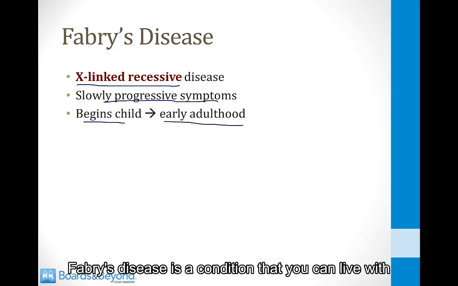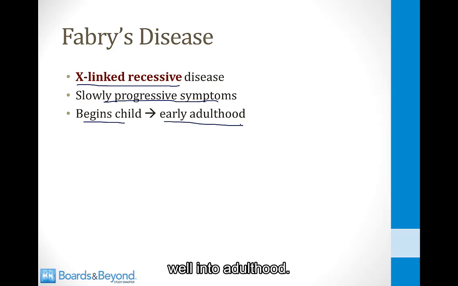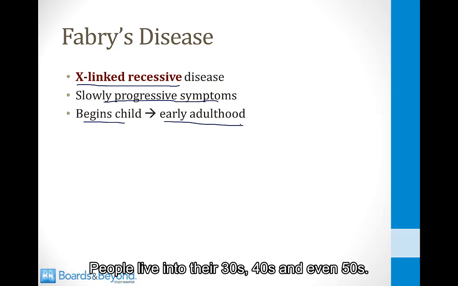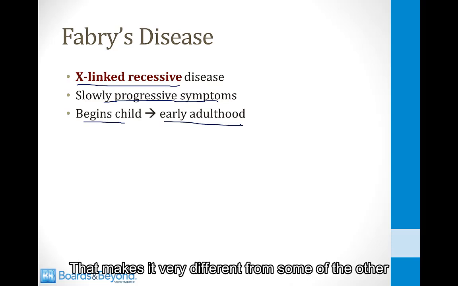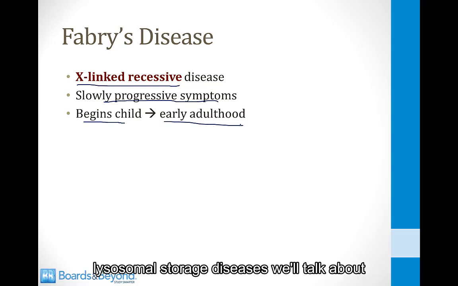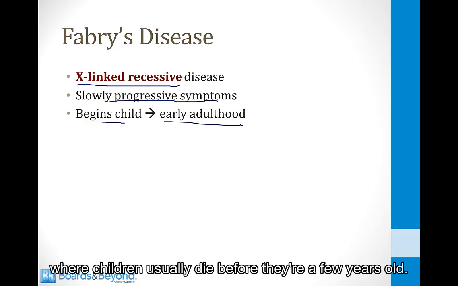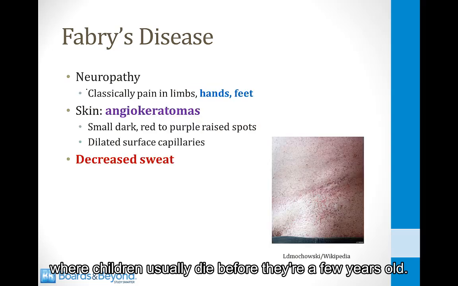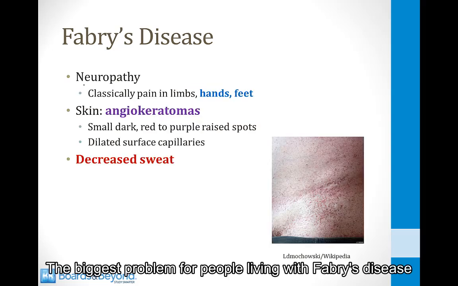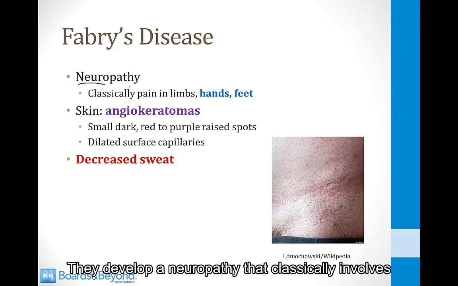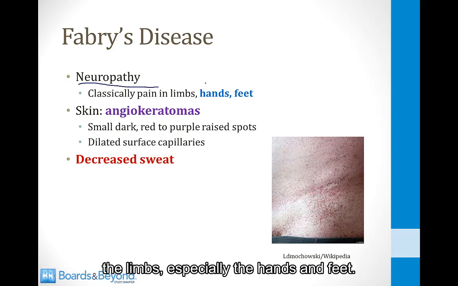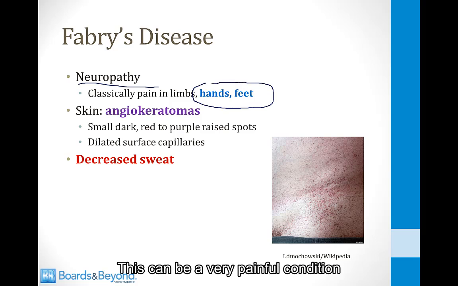Fabry's disease is a condition that you can live with well into adulthood. People live into their 30s, 40s, and even 50s. That makes it very different from some of the other lysosomal storage diseases we'll talk about, where children usually die before they're a few years old. The biggest problem for people living with Fabry's disease is pain. They develop a neuropathy that classically involves the limbs, especially the hands and feet. This can be a very painful condition and can be very difficult to treat.